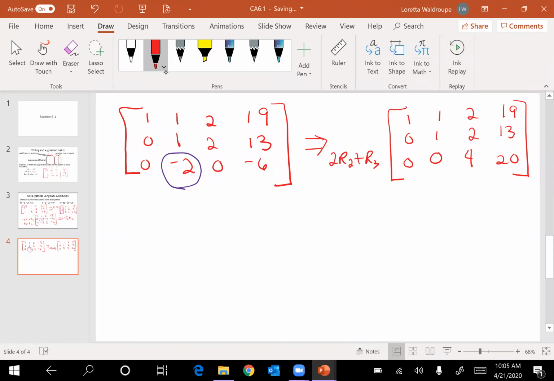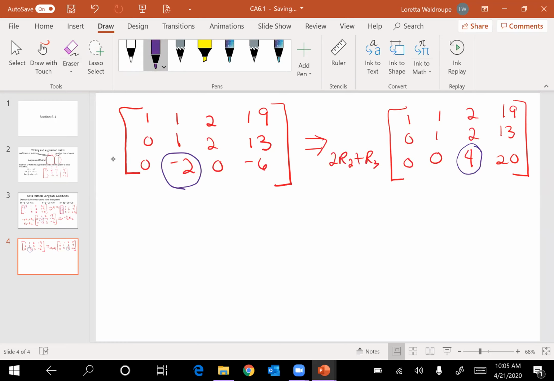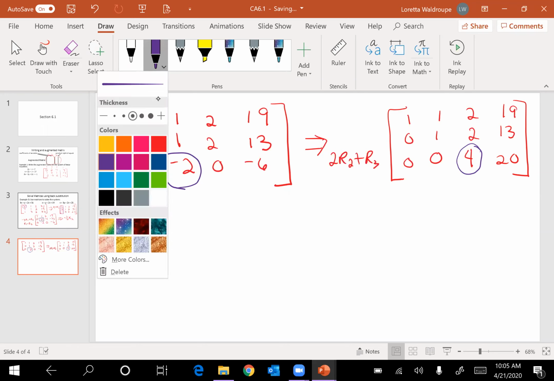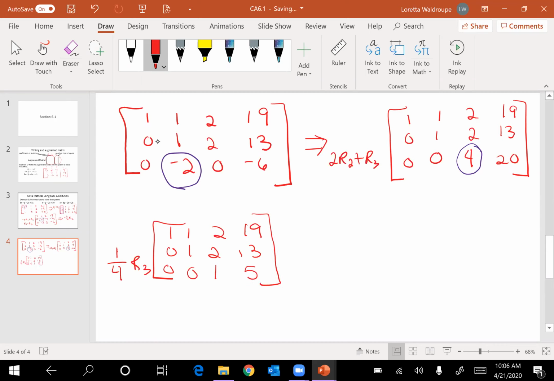Again, once I go to the new column, I want a 1 in that diagonal spot. So I'm going to do 1/4 of row 3. Keep row 1 and 2 the same. So 1/4 of 0, 0, 4, 20 gives 0, 0, 1, 5. And now I'm ready to back substitute.